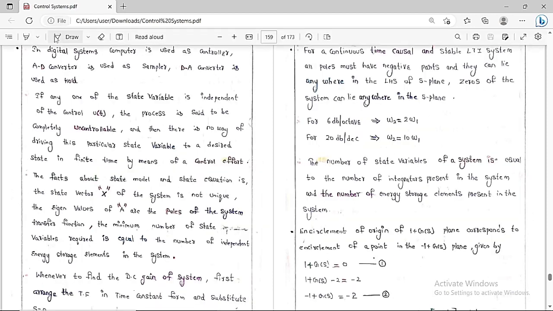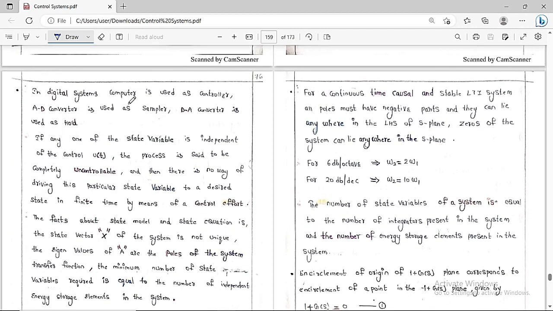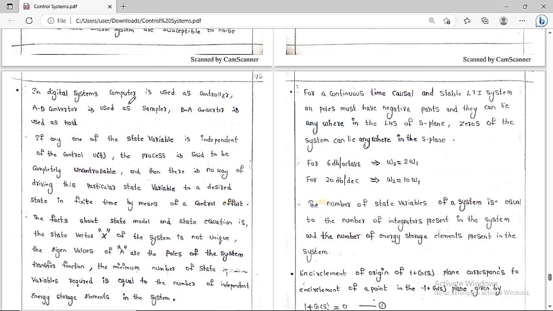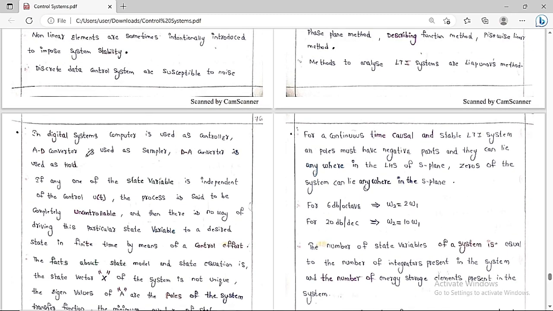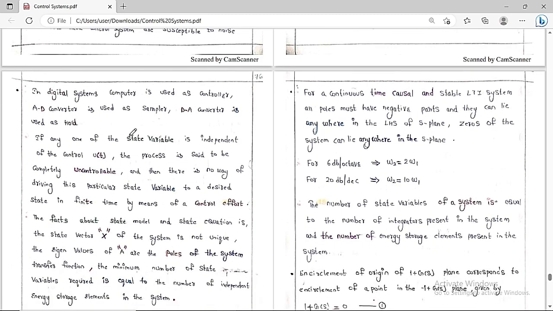The next point, which you always have to keep in mind, is that in the case of digital systems, a computer is basically used as the controller. The A to D converter is used as the sampler, whereas the D to A converter is used as the hold.